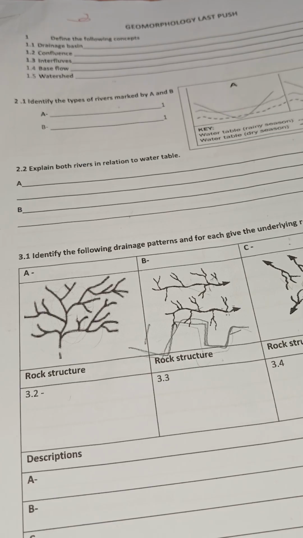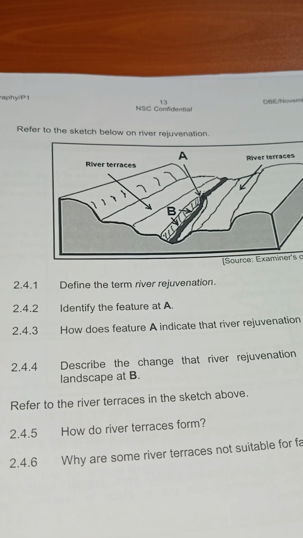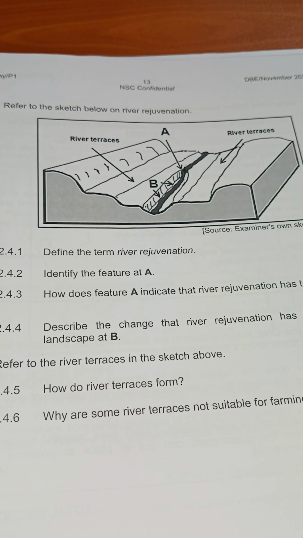So I have given the description in terms of rock structure. I have also identified them, and explained them in terms of the rock structure. Okay, let's move on to the next. The next thing now is to refer to the sketch below of river rejuvenation.